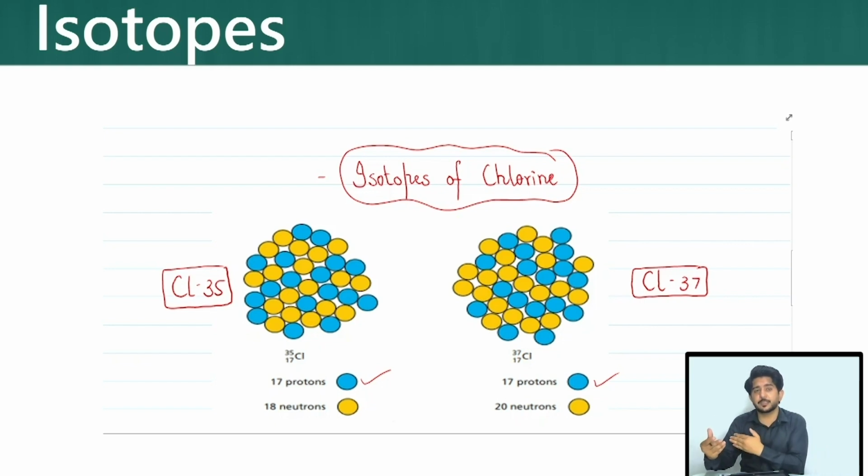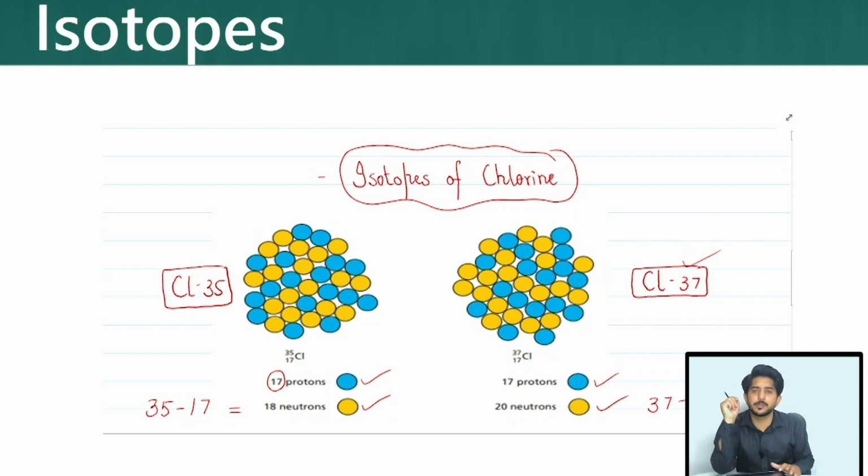But what is different in isotopes? The number of neutrons. So here we have 18 neutrons and here we have 20 neutrons. So how is this calculated? Let's have a look at this again. 35 is the mass number. Subtract the number of protons, 17, so you will get 18 neutrons. Similarly, there we have a mass 37 minus 17, that will give you 20. So 20 is the number of neutrons. This is the way to calculate the number of neutrons.